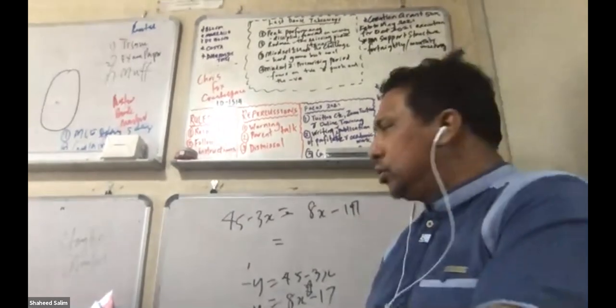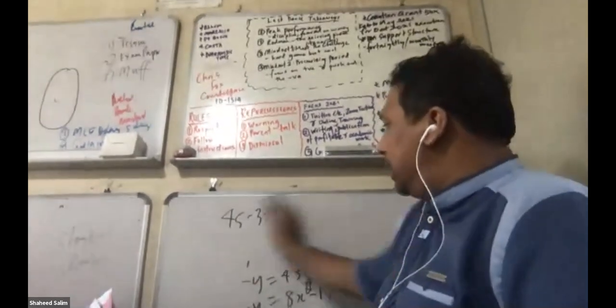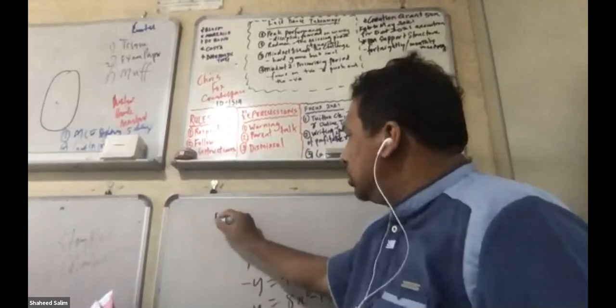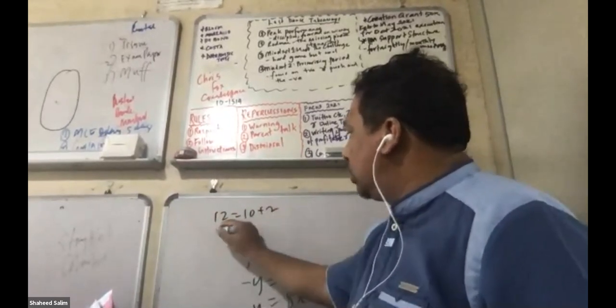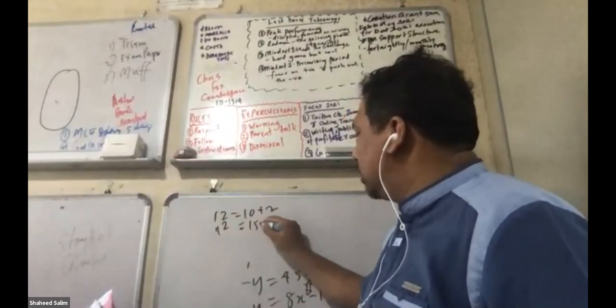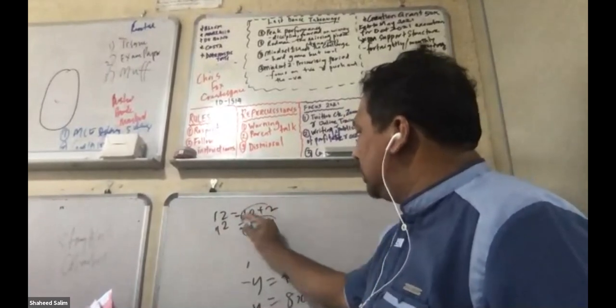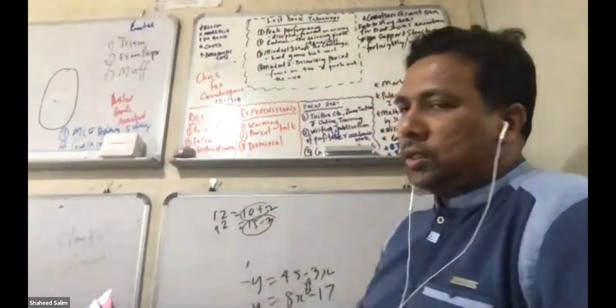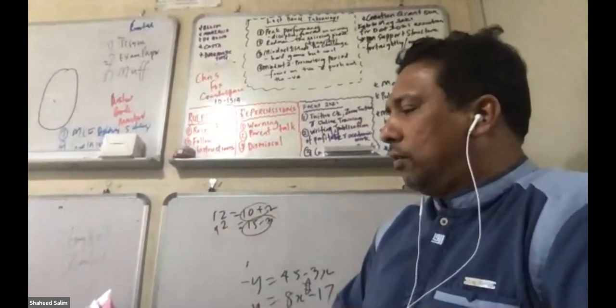Okay, if you are confused, remember the 12 story. Remember the 12 thing. You prove it to yourself. 12 has 10 plus 2. 12 equals, let's say, 15 minus 3. Then you know that this is equal to this. Same thing. This must be equal to this. Once they can be equal, you can solve.